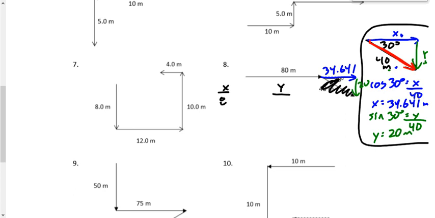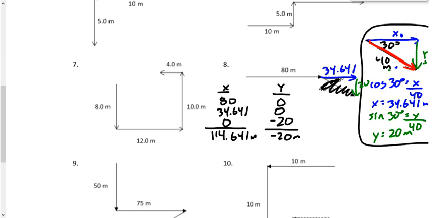I'm going to say 80 meters for the first vector, 0 meters on the y-axis for the first vector. 34.641 meters for the x component of the second vector, 0 for the y component. 0 meters for the x component of the third vector, negative 20. Negative because it's downward. Negative 20 for the y component. Add these up. It gives me 114.641. This one adds up to give me negative 20 meters.